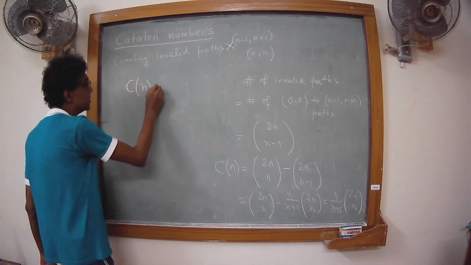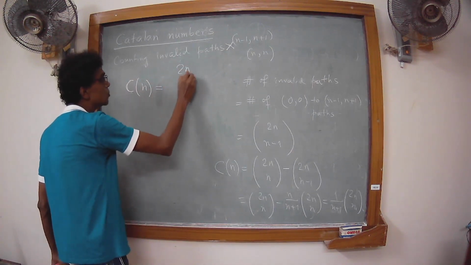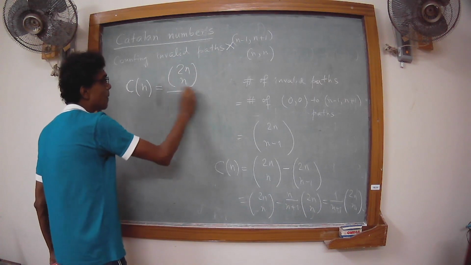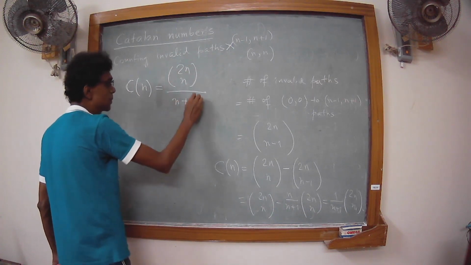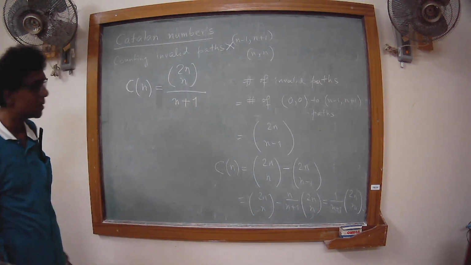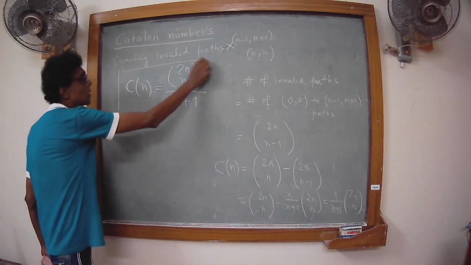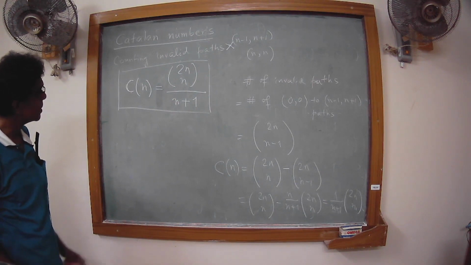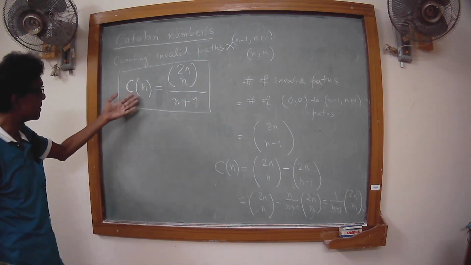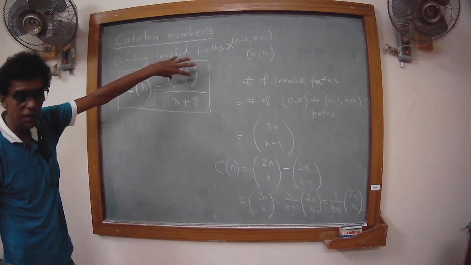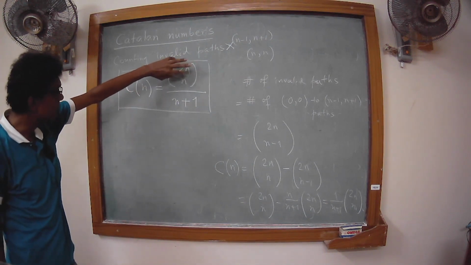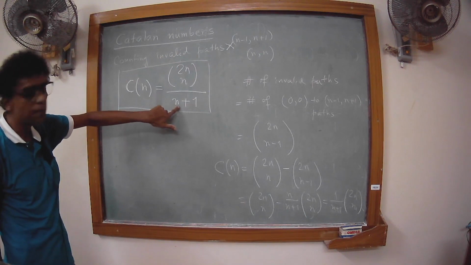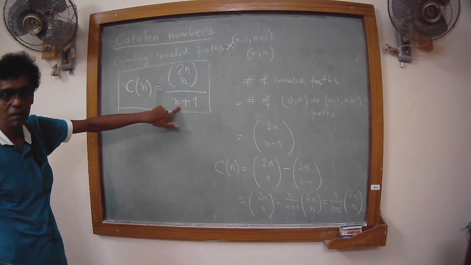The nth Catalan number is equal to 2n choose n divided by n plus 1. In particular, since this is an integer, this proves that 2n choose n, for any value of n, is divisible by n plus 1.